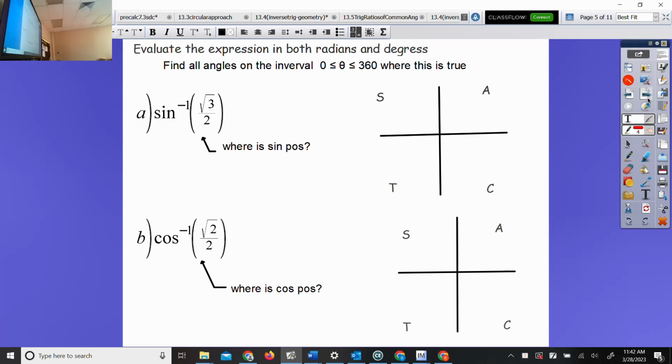Now, every one of you can push buttons in a TI-84 and see what the arc sine of root 3 over 2 is. Or you can just sit there. Whatever.